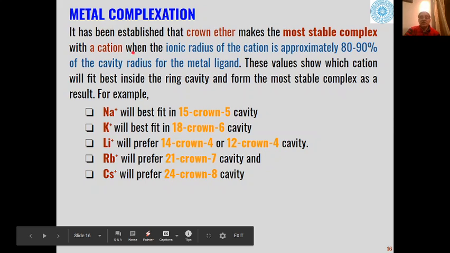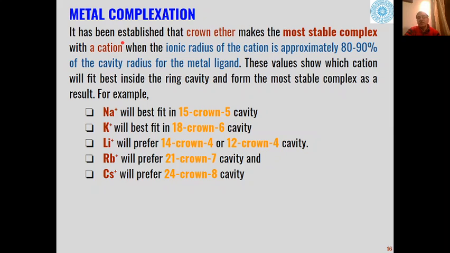Metal complexation is very important for these crown ethers, and they form the most stable complex with a cation when the ionic radius of the cation is approximately 80 to 90% of the cavity radius of the ligand. Depending upon these values, we can determine which cation will fit best inside the ring cavity to form the most stable complex in the case of crown ether metal complexes.